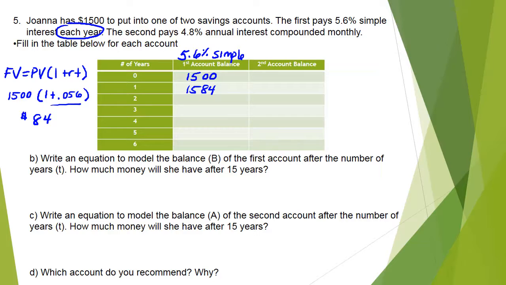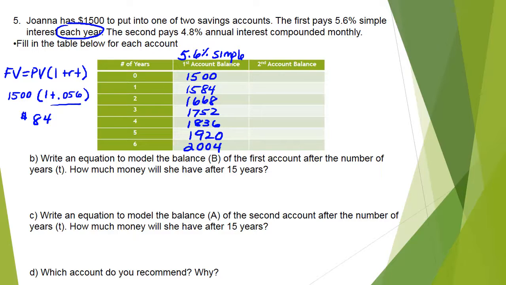Add another $84, we get $1,668, then $1,752, $1,836, $1,920, and $2,004.